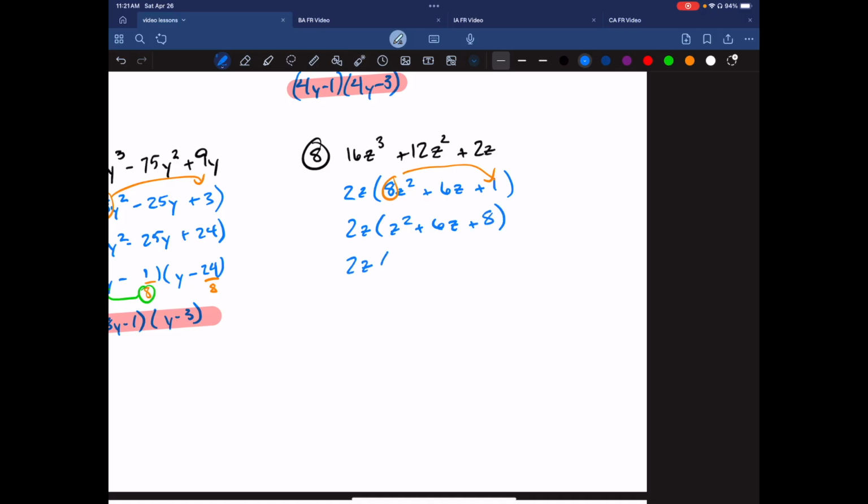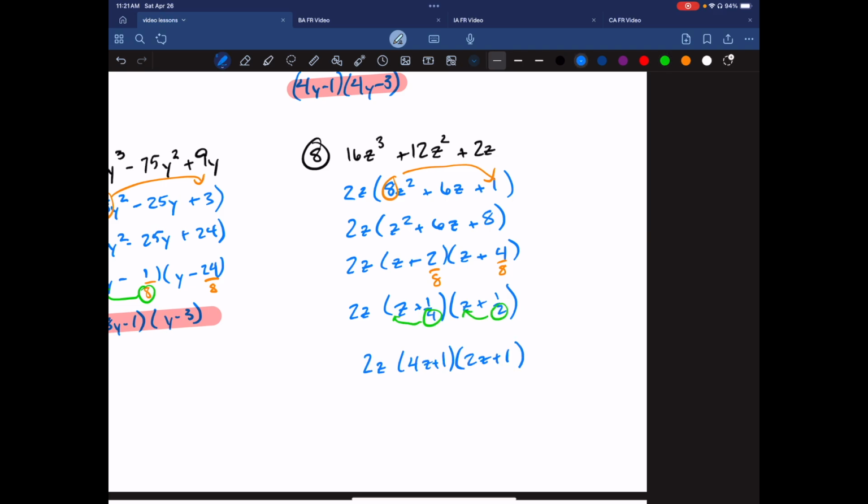2z plus, and that's going to be 2 and 4. I multiplied by 8, so I got to divide by 8. I'll take a step and reduce this. So it's going to be z plus 1/4 and z plus 1/2. Okay, I'll throw those denominators in front. And then I'll finish this up. All right, 2z times 4z plus 1 times 2z plus 1.